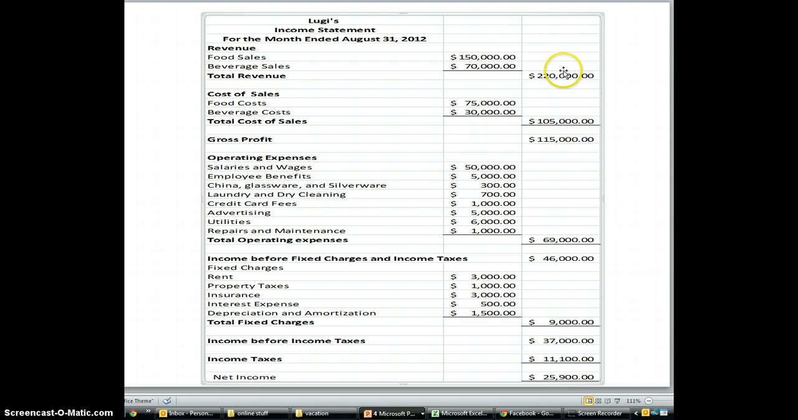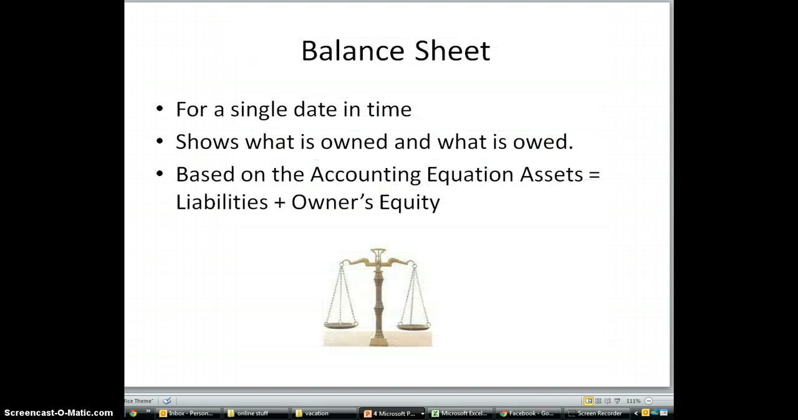$900. So after they started with their revenue, they took out all of these expenses, they paid their income taxes. This is what's known as the bottom line. The next statement we're going to talk about is the balance sheet.